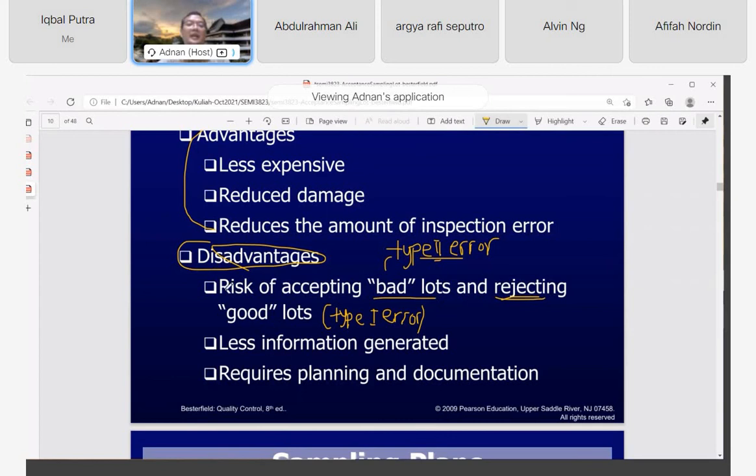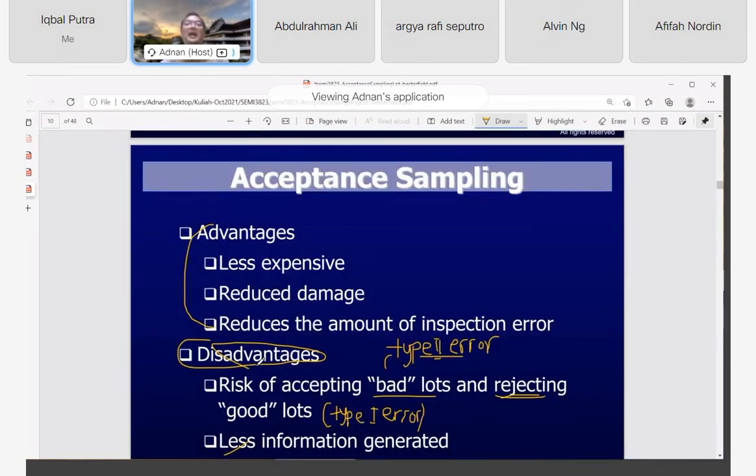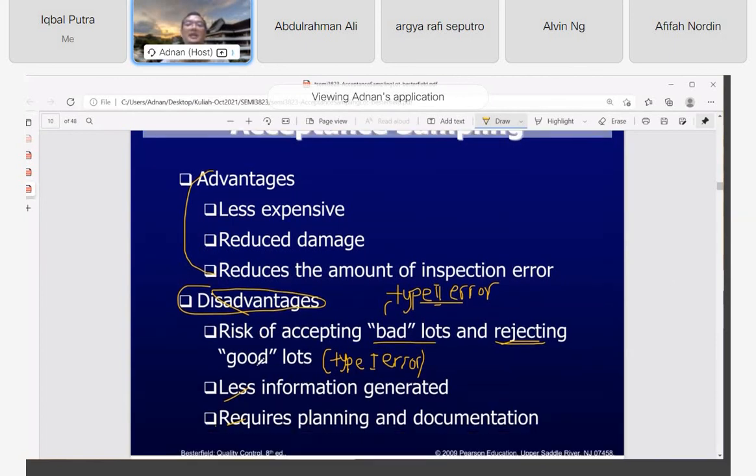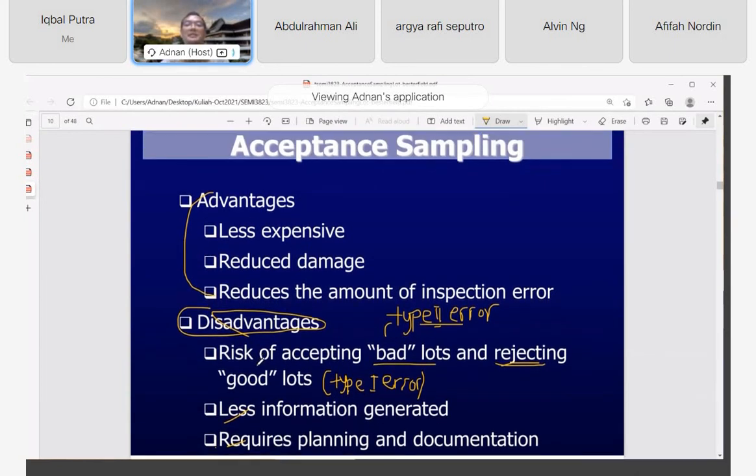Okay, and then less information generated, require planning and documentation. So these are the disadvantages and advantages of acceptance sampling.